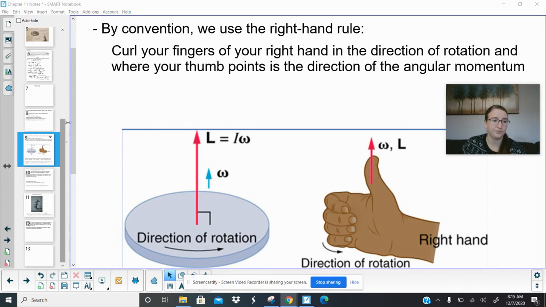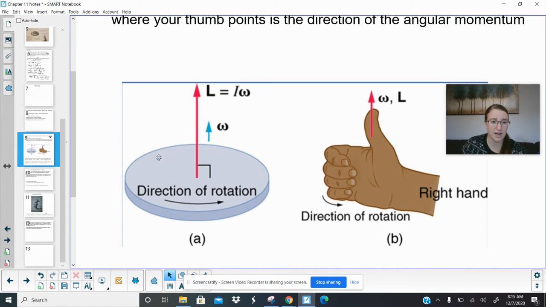But here, we have this rotating object. What you do is you take your right hand. It has to be your right hand. You're going to curl your fingers in the direction of the motion while keeping your thumb up. And your thumb is the direction of the momentum, velocity, and torque vector.